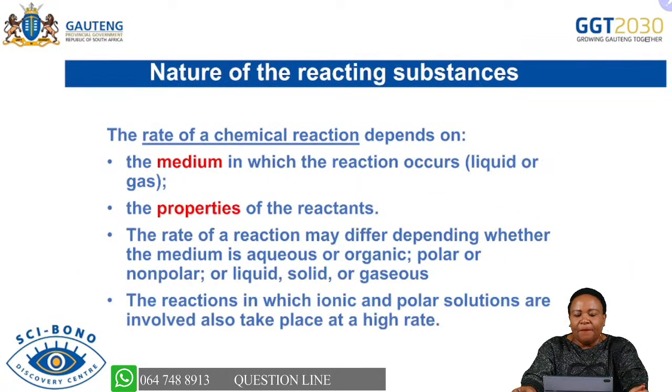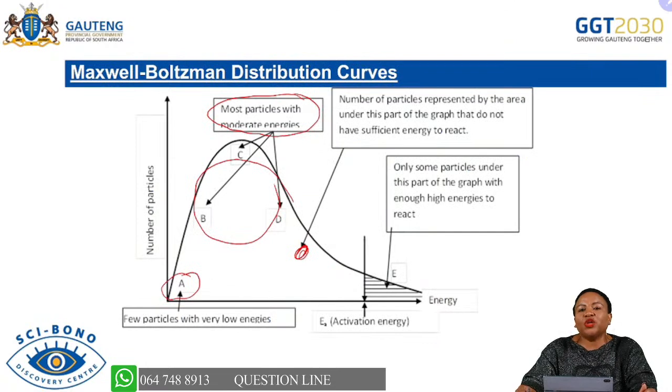Then the nature of the reacting substance. I think we also explained that it depends on what is reacting, in terms of the properties of those reacting substances and the medium. We looked at the Maxwell distribution curve. We looked at how the particles are distributed in terms of the energy they will have after changing the factors that affect the rate of reaction.